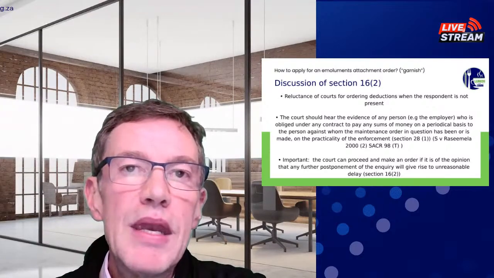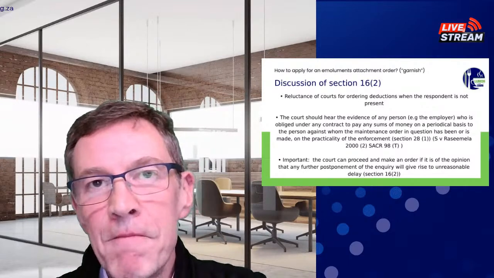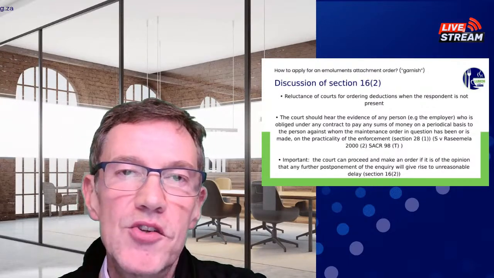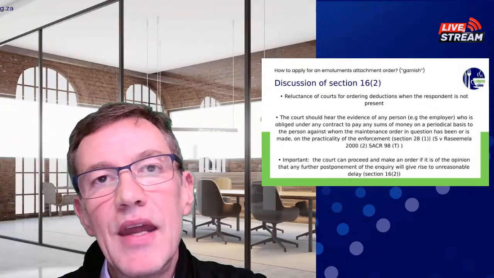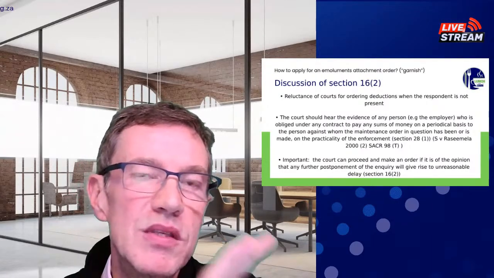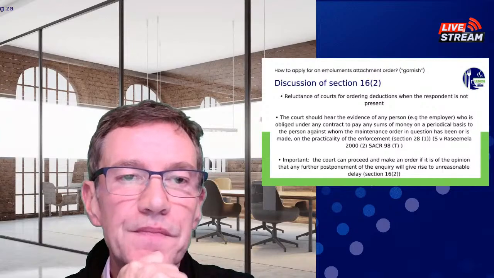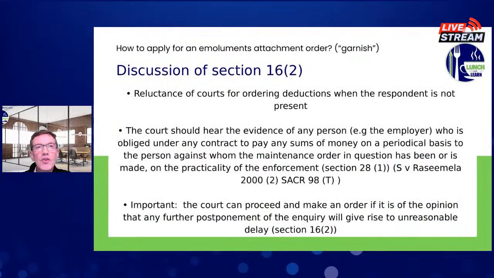There should be enough money left for him to support himself and his dependents before a garnishee order is granted. Now, that was an order handed down and given in terms of Minter versus Baker. In terms of Section 65J, that dealt specifically with the garnishee orders. So the courts are reluctant, to a great degree, to use the Section 16.2 method of granting a garnishee order.